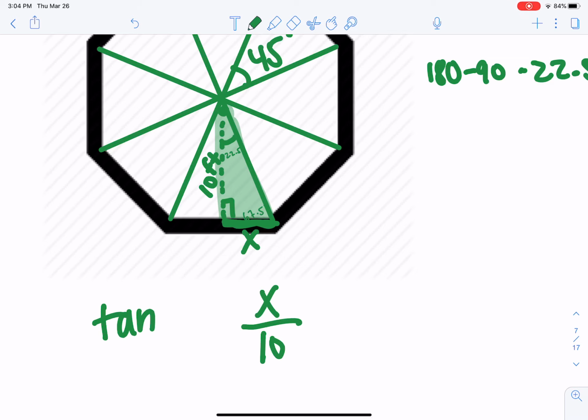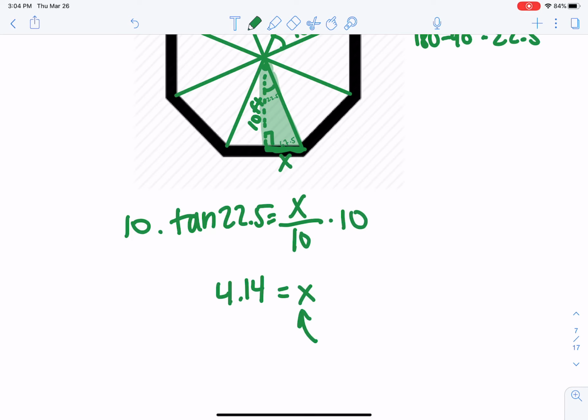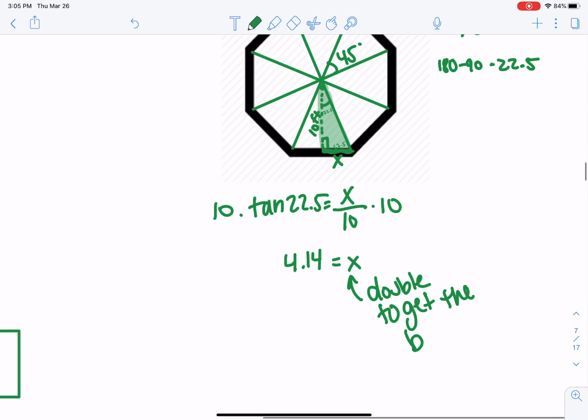So TOA, tangent of 22.5 equals x over 10. So multiply both sides by 10, and 10 times tangent of 22.5 gives me 4.14 equals x. So now that we have that, that is just half of the base. So if we double it, we get the base of the octagon's triangle.